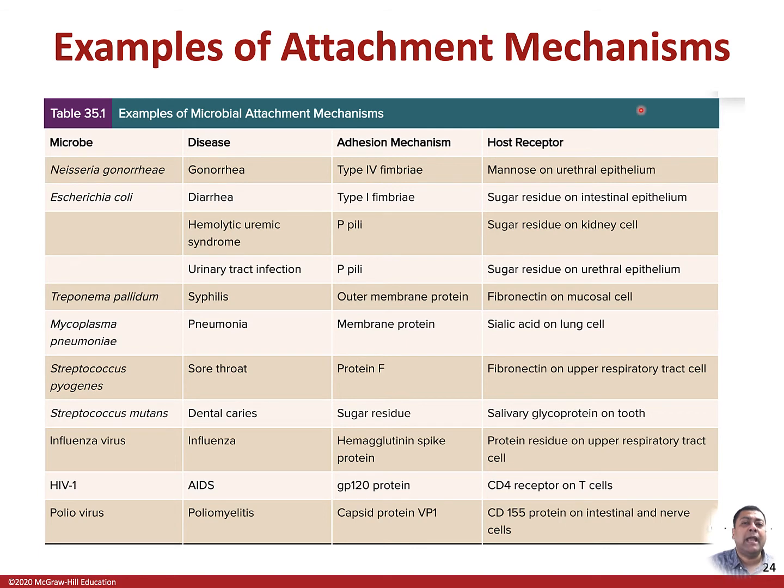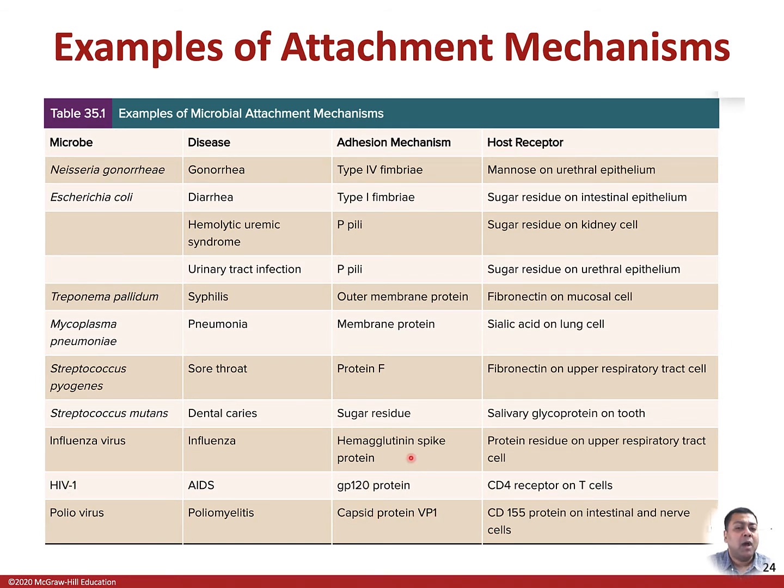So here we are looking at some of the attachment mechanisms of different bacteria and some of the viruses as well. You do not have to memorize all of that, just a couple of different ones. Say Neisseria gonorrhoeae, which causes gonorrhea, uses type 4 fimbriae. Here you have a pili. Treponema pallidum, which causes syphilis, which we talked about, has an outer membrane protein and fibronectin. This is a spirochete. Mycoplasma has a membrane protein. Then you can see right here that the influenza virus uses a hemagglutinin spike protein, whereas the GP120 protein is used by the HIV.